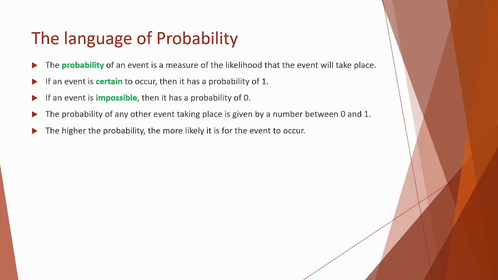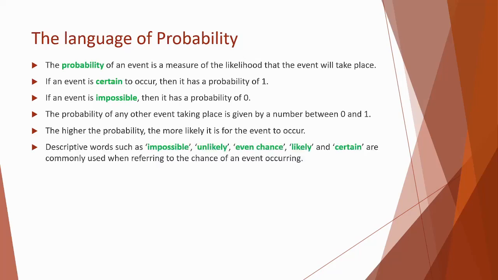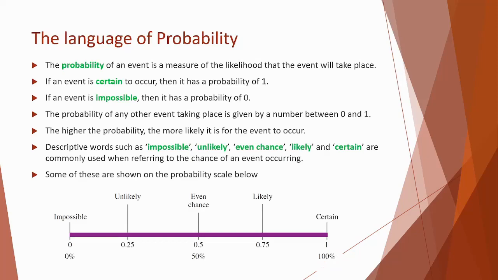The higher the probability, the more likely it will occur, and inversely, the lower the probability, the less likely it'll occur. We have some words that we use that are specific, so we have impossible, unlikely, even chance, likely, and certain. These are common words that people use when describing different events. And we put them roughly onto a number line like this.